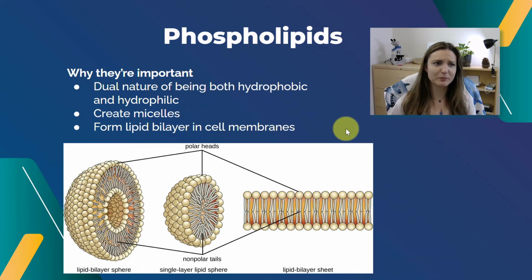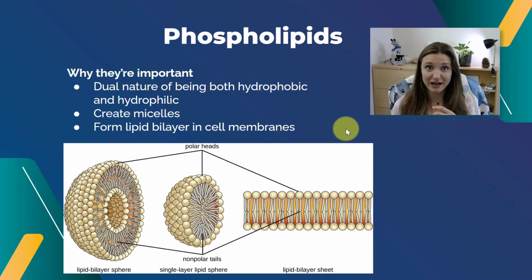But why do we care? Why are they important? So again, that dual nature of having both a hydrophobic region and a hydrophilic region gives these molecules the unique ability to both interact with water as well as interact with hydrophobic substances or other lipids, right? And so if we were to take a pure sample of phospholipids and drop them into water, they would spontaneously arrange themselves into either a micelle, which is this right here, or into a phospholipid bilayer, okay?